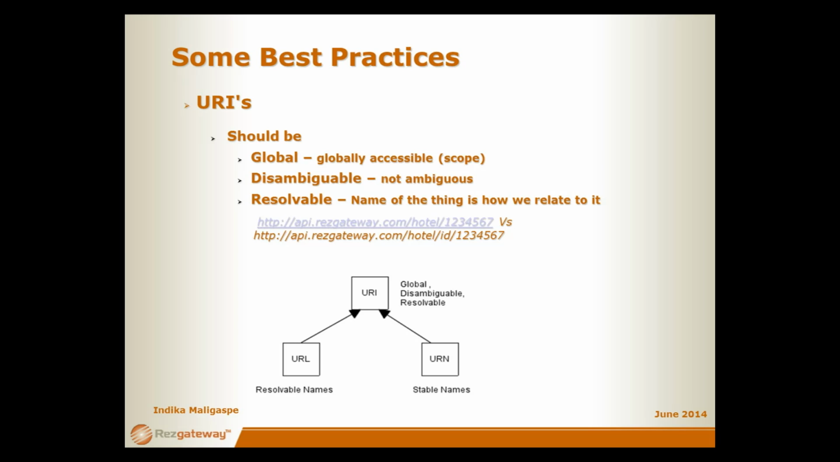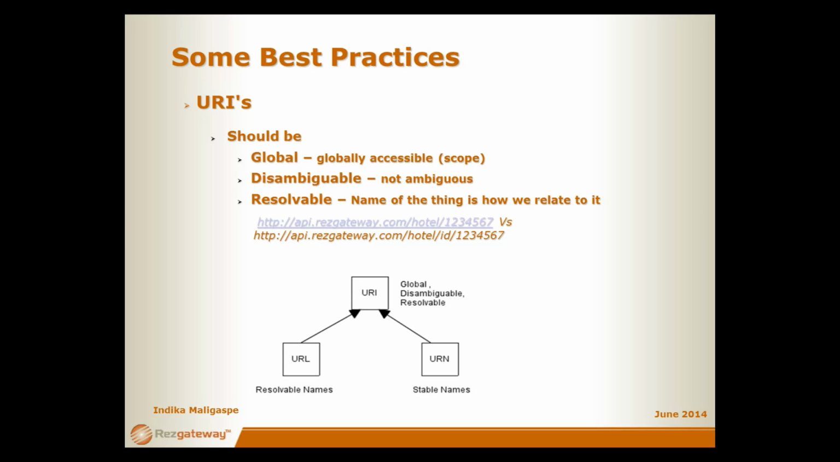Think of a book. If you take a book, you have the ISBN number. Now ISBN number is global. There's only one ISBN number per book. So it is not ambiguous. But if your URI says api.amazon.com/books/ISBN number like 1234567, you would not know what that 1234567 means. But if you say book/ISBN/123456, then you know that number is the ISBN number. Then it becomes more resolvable.